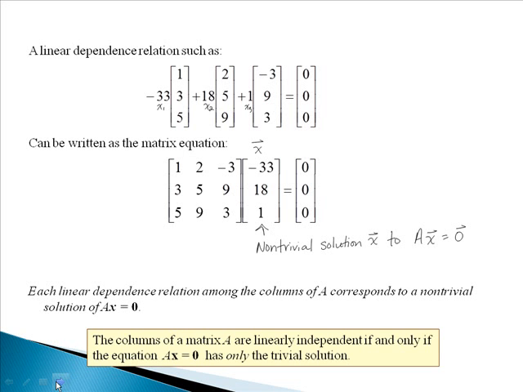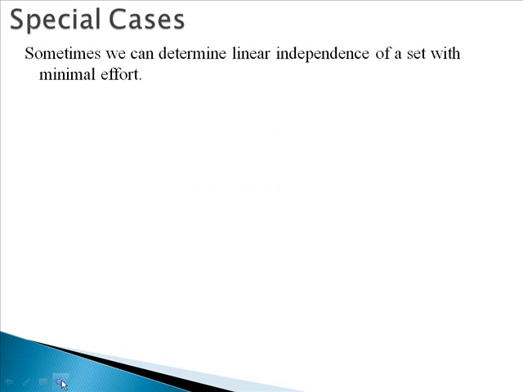So then we have the following. The columns of a matrix A are linearly independent if and only if the equation Ax equals 0 has only the trivial solution. So let's look at some special cases. Sometimes we can determine linear independence of a set with minimal effort.